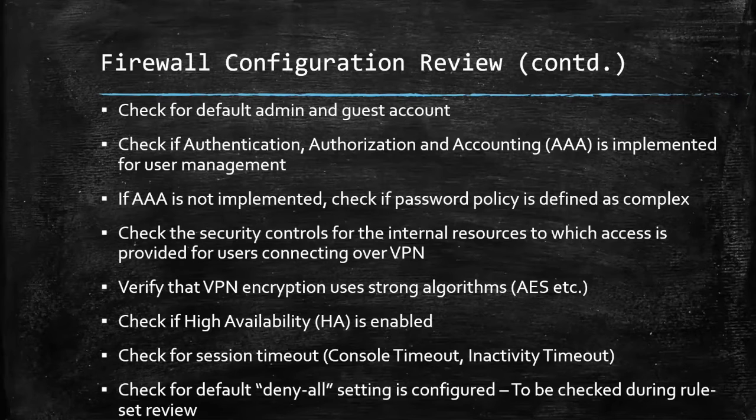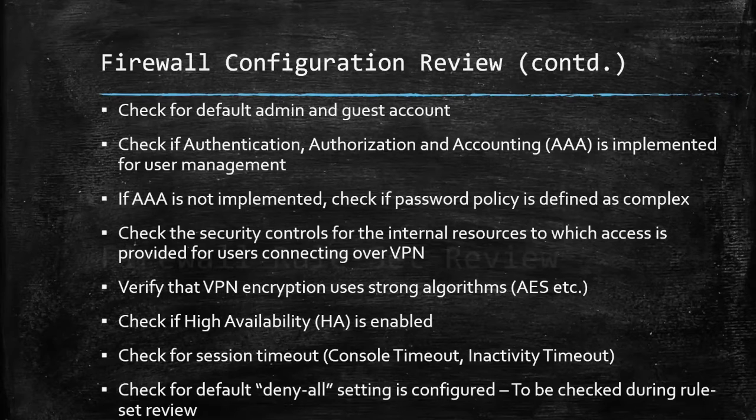And lastly, this is related to rule set review, where you should check that you have a default deny all permission in the firewall rule set. So if you have a set of 10 rules, the 11th rule should be deny all. You should not set it to permit all. So you should have a deny all permission set at the end of the rules. So this is basically how to perform a configuration review on the firewall, a manual checklist to do that.